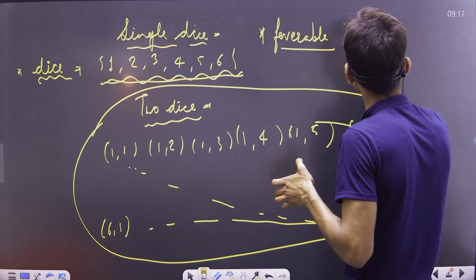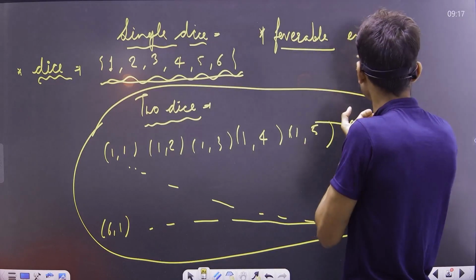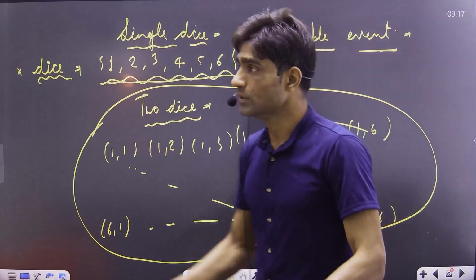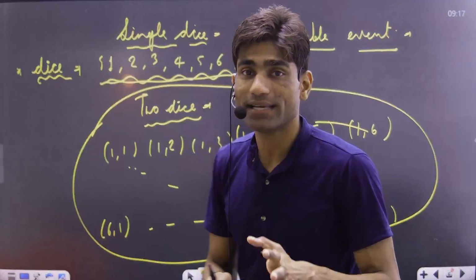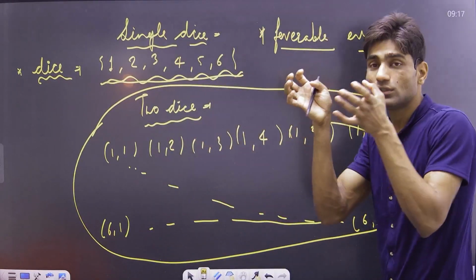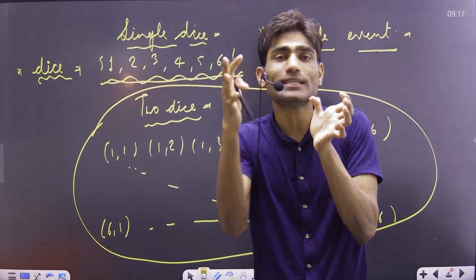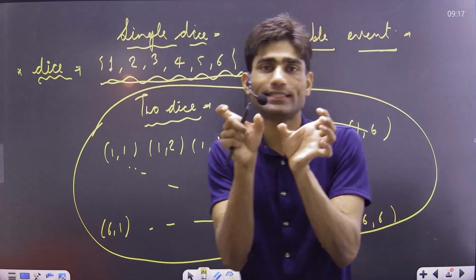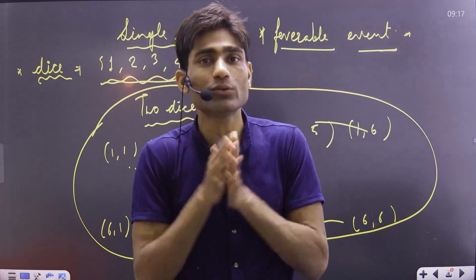Favorable event. Okay, let me write the favorable event here. What favorable event actually means here is that we have to select the two faces of a dice that give us the same number. Two topmost faces of a dice give us the same number.